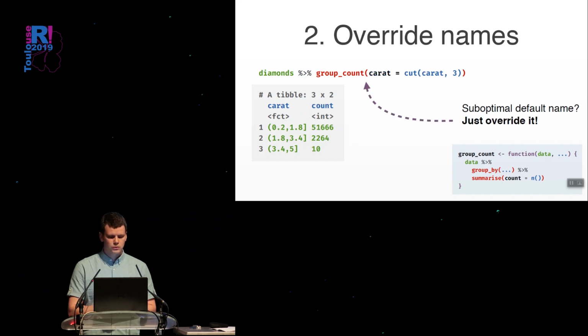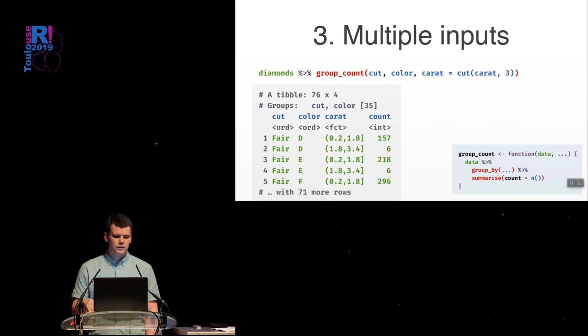So what you can do, since we take dots, is supply a name with your input, and that will override the default name for the data frame, so that's quite useful. And finally, it takes multiple inputs. So here we are taking the counts within the intersection of 3 factor variables.